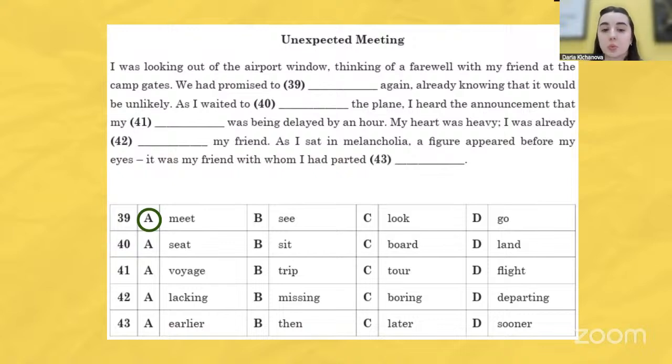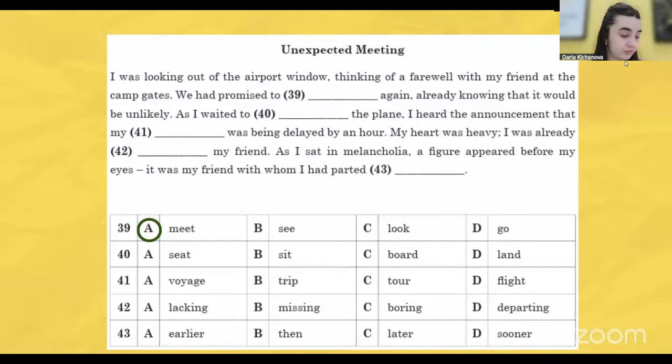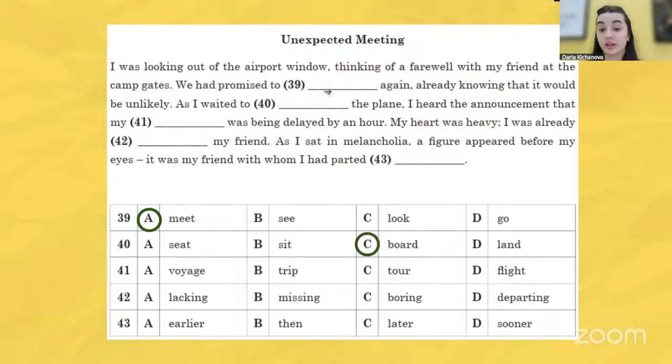Number 2, as I waited to the plane, I heard the announcement to that. So as I waited, and we had the helpful word plane. So what can we do with plane? Seat, board, and plant. So there, when we are talking about plane, of course, we need to use board. So it's kind of, as we say in Ukrainian, sit on the plane, but in English, we have a fixed phrase, board the plane.